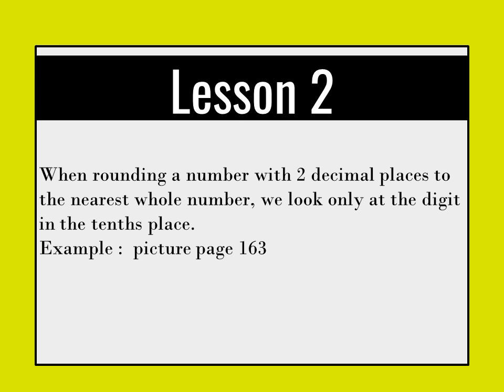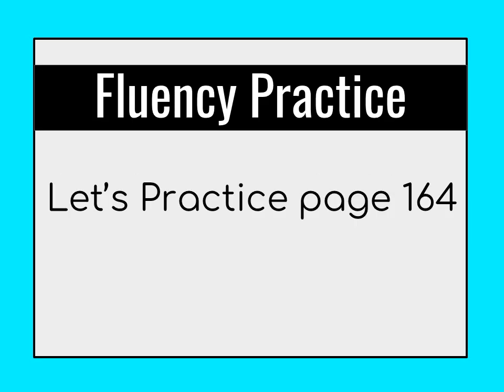When rounding a number with two decimal places to the nearest whole number, we look only at the digit in the tenths place. Example, picture page 163, part D. Now, answer, let's practice on page 164.